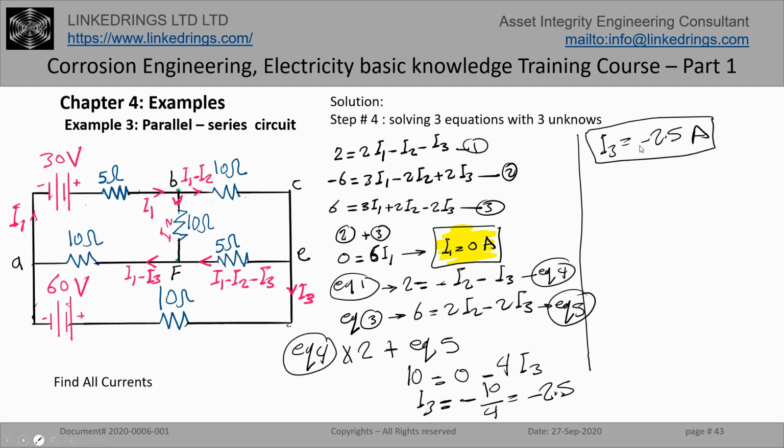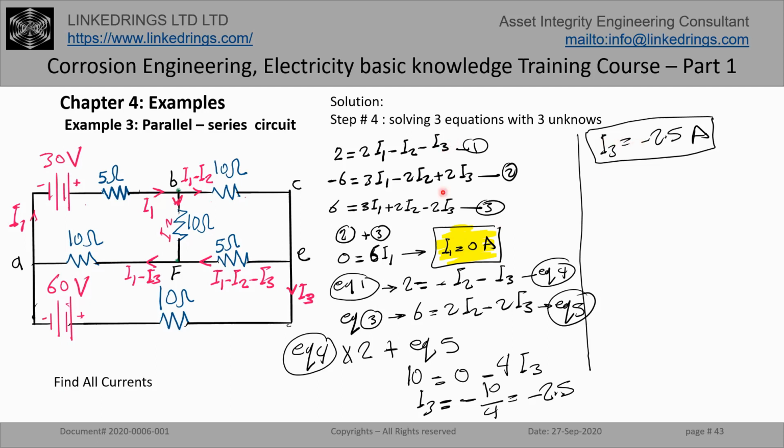What's the meaning of the minus here? Minus here means the current I3 direction is not in this direction, it's actually in the other direction, which is logical because the voltage source here is higher than here. So basically the driving current will be in this direction. So it's logical. But we don't need to go through this logic very much because it's clear here from the equation. Now we have already found I1 and I3.